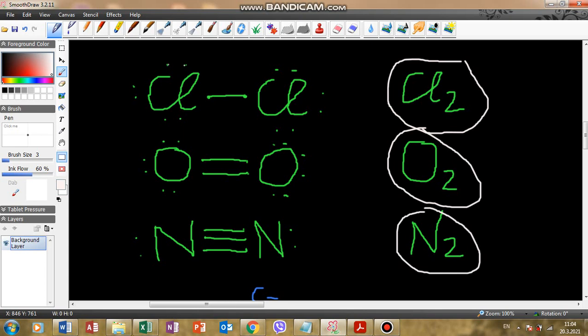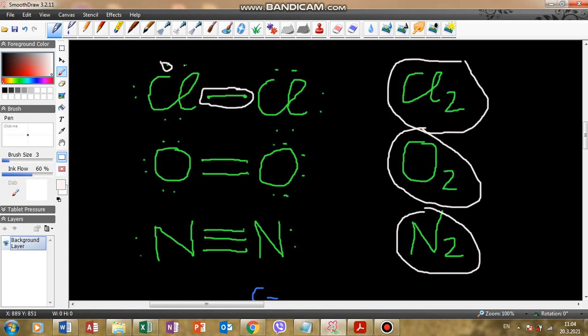When it comes to bonding in the chlorine molecule, we have two chlorine atoms. Each of those atoms has 7 electrons in its outer shell, and to reach the stability of its closest noble gas, each of those chlorine atoms needs 1 electron, and that is why it finds a partner in another chlorine atom and forms a single bond.